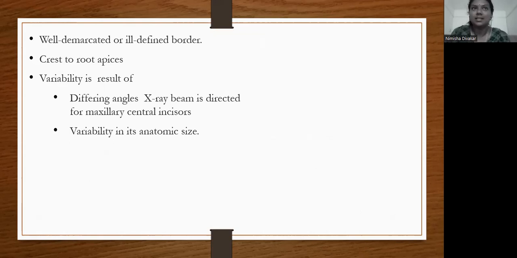This variability in size and shape is mainly due to different angles of the X-ray beam directed at the maxillary central incisor, and variability in its anatomic size. The size and shape of the incisive foramen varies from person to person. As we all know, the bisecting angle technique is not a standardized technique, so there will be differences in the angles of the X-ray, which can result in changing shape and size of the incisive foramen. It can also be due to the variability in the anatomic size of the incisive foramen.